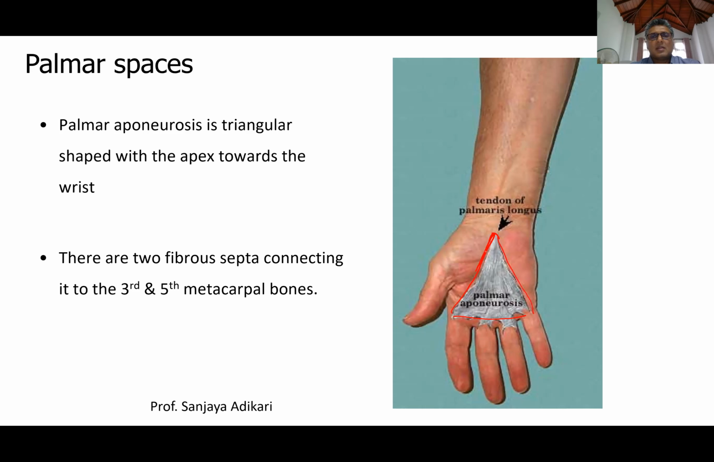So the lateral septum is attached to the lateral border, and the other end, the deep end, is attached to the third metacarpal, the metacarpal of the middle finger here, and here is the metacarpal of the little finger, the fifth one. You can see the lateral border of the palmar aponeurosis is not at the same level laterally, so this septum should be oblique to get attached to the third metacarpal bone.